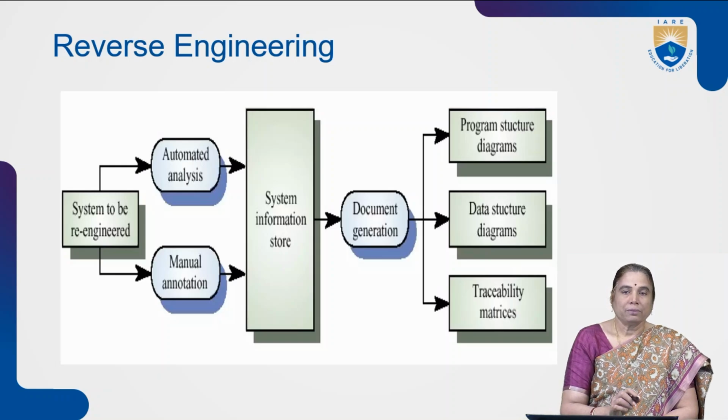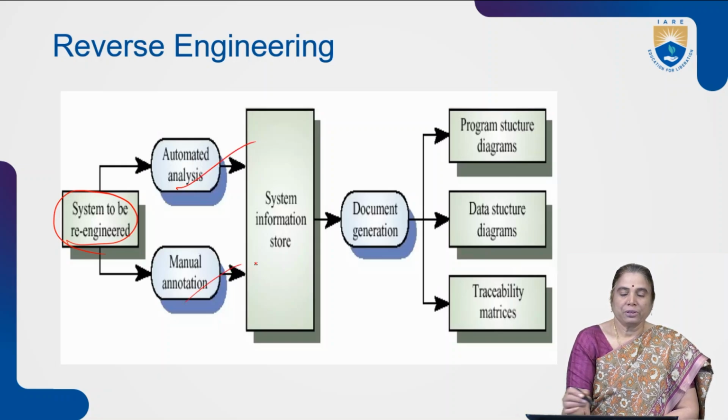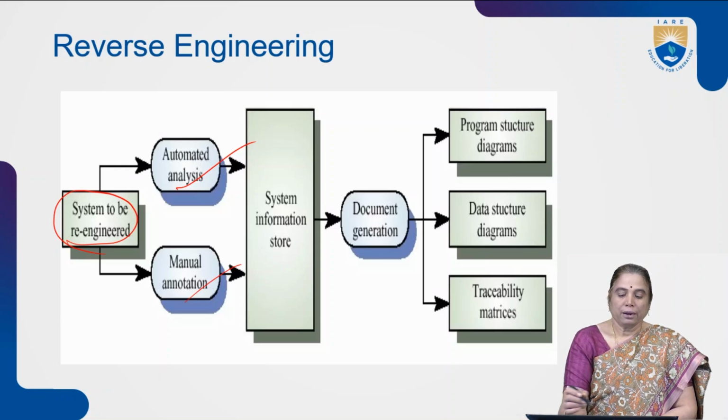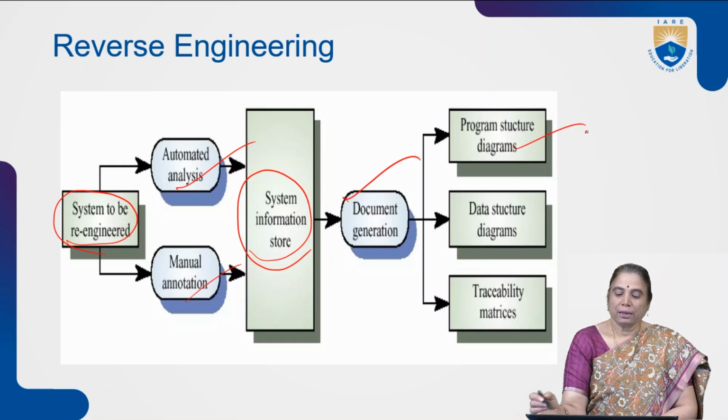So here, what is the system to be re-engineered? Automated analysis must be done or manual annotations provided, so that the system information store is used for documentation generation. Documentation is majorly considered to assist the user, in the user manual, to simply understand the code with commenting. So the program structure diagrams, data structure diagrams, and traceability matrices are developed based on this documentation generation.